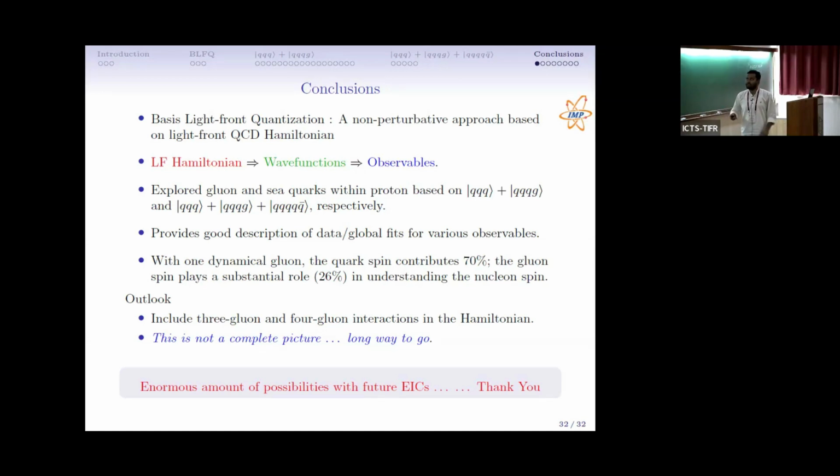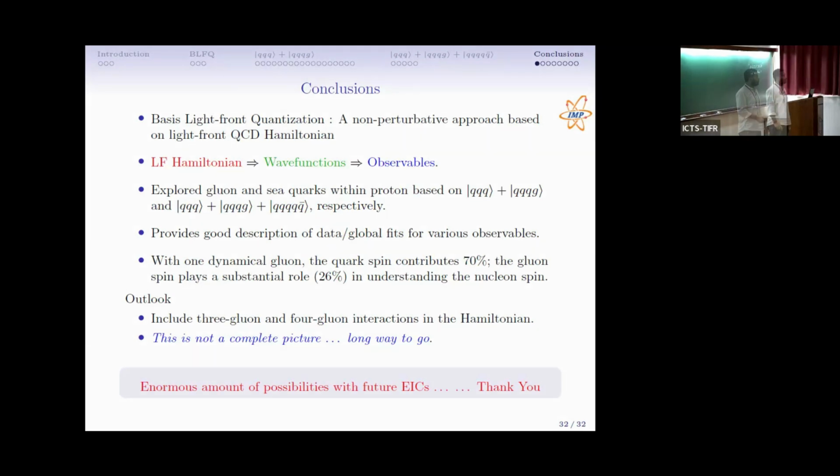For this presentation, we have just considered the leading Fock sector with confining potential. Within this case, that provides a good description of the global data. We have also calculated the spin decompositions. 70% is coming from the quark spin, 26% is coming from the gluon spin. The outlook is that this interaction is not enough. We need to include more and more interactions, like three-gluon or four-gluon interactions. I just want to mention this is not the complete picture. Long way to go. Thank you for your attention.